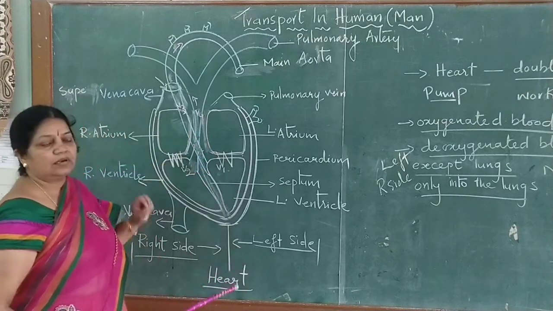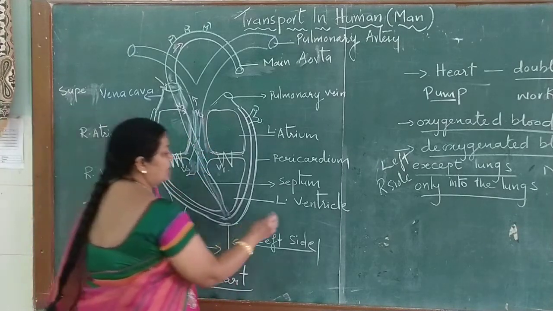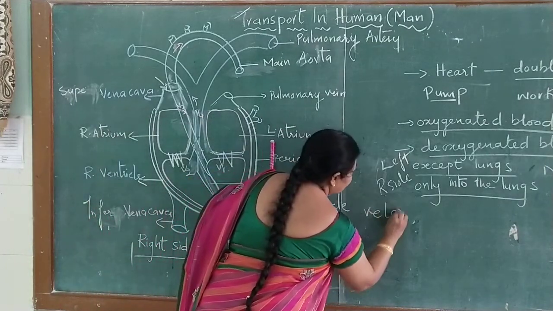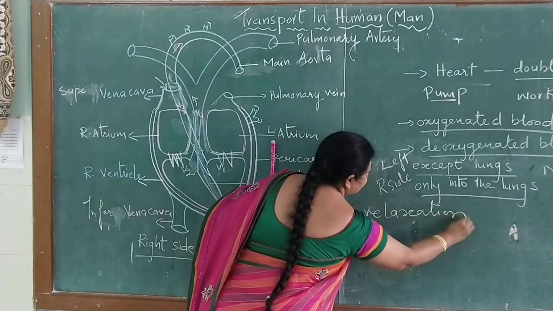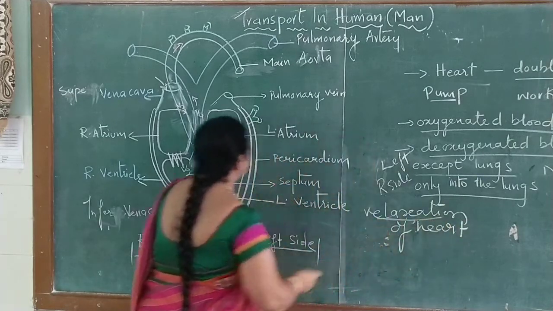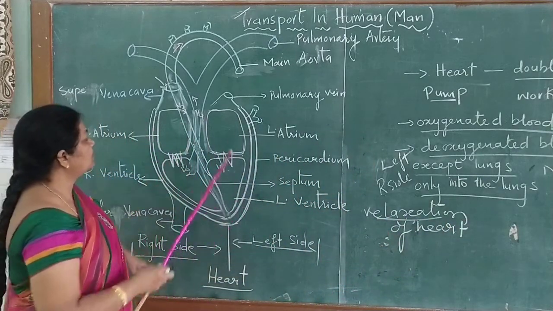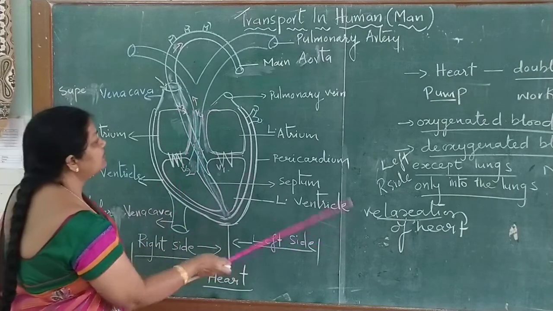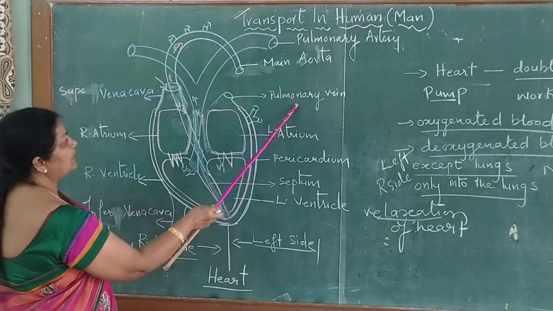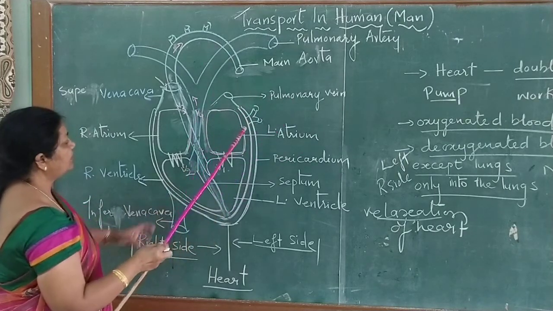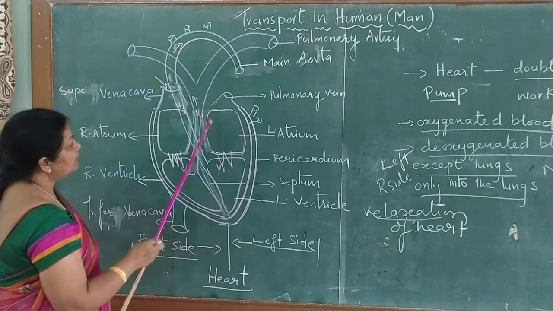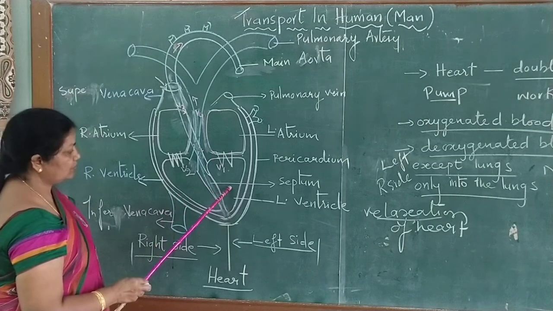The first thing is relaxation of the heart. When the relaxation takes place, you can see what happens at the left side. On the left side you can see the pulmonary artery. When it relaxes, the pulmonary artery brings the blood and pours it into the left atrium. When the left atrium contracts, the blood automatically enters the left ventricle.